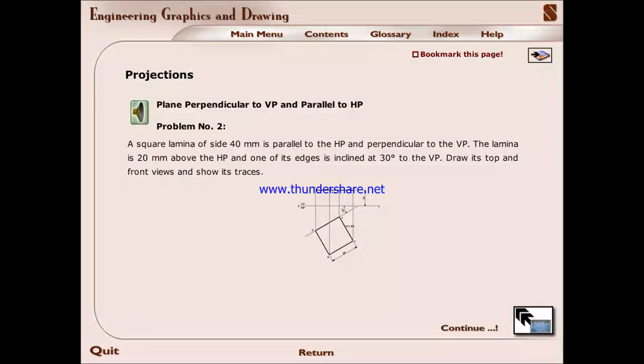Plane perpendicular to the VP and parallel to the HP. Problem number 2. A square lamina of side 40 mm is parallel to the HP and perpendicular to the VP. The lamina is 20 mm above the HP and one of its edges is inclined at 30 degrees to the VP. Draw its top and front views and show its traces.